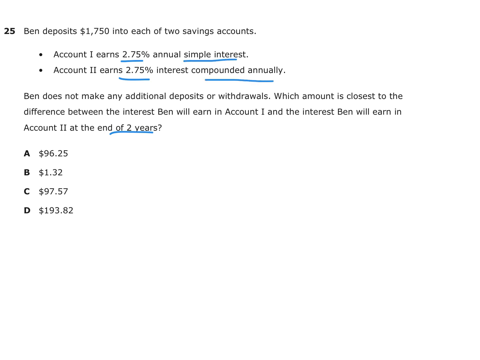we're looking for the difference between what it earns in account 1 and account 2 at the end of 2 years. I don't think the interest will be very much. It'll be a very, very small amount. So teachers, remind your students to use common sense on this test. The STAAR test does have a lot of common sense questions.